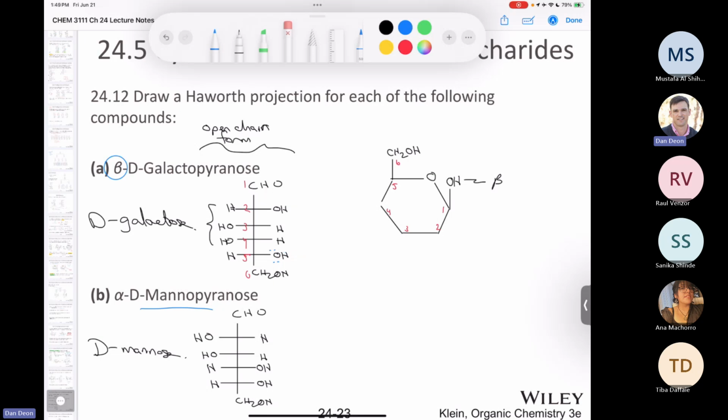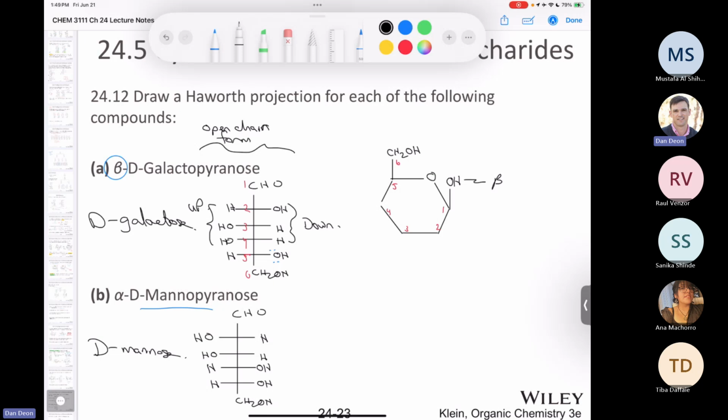So let me make sure I write this down. If I take a look at these groups here, if they're on the right-hand side, they're going to be pointing down, and any group that's on the left-hand side is going to be pointing up. So I'll put down and up like this. So let's take a look.